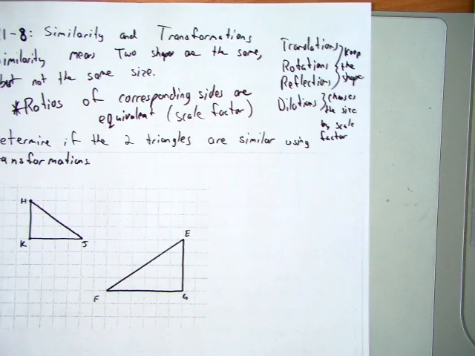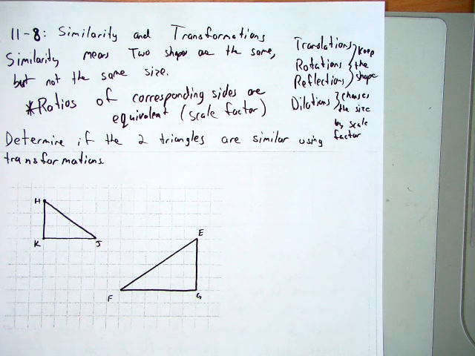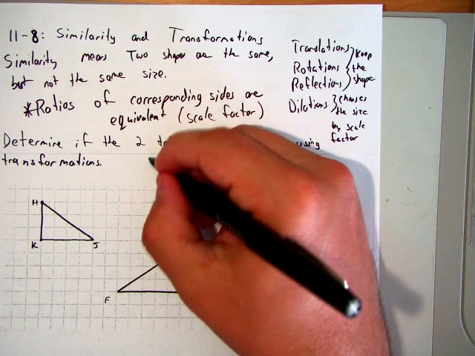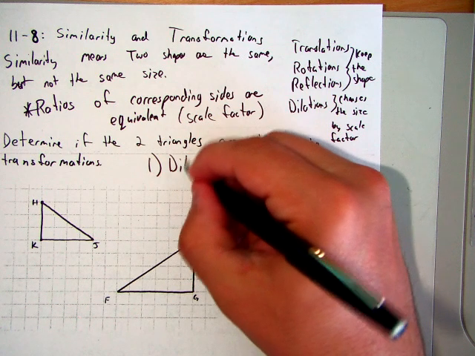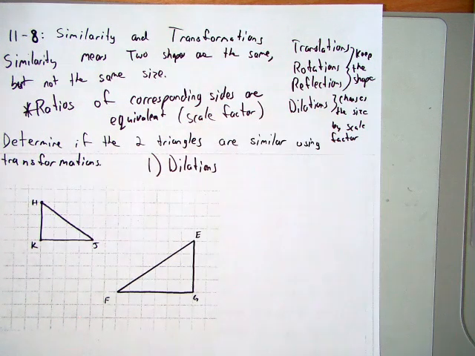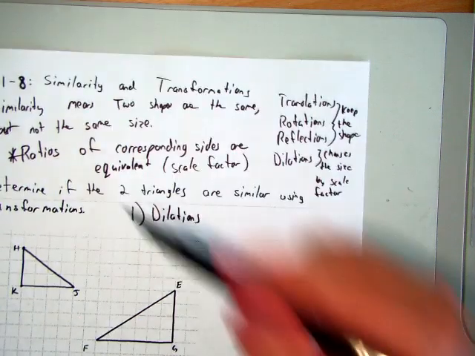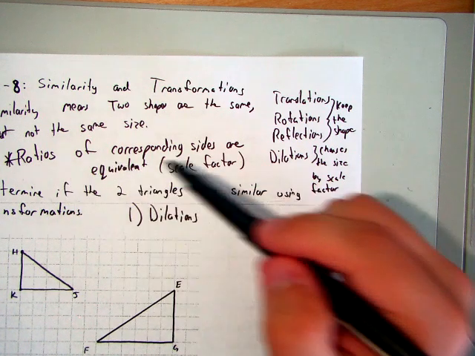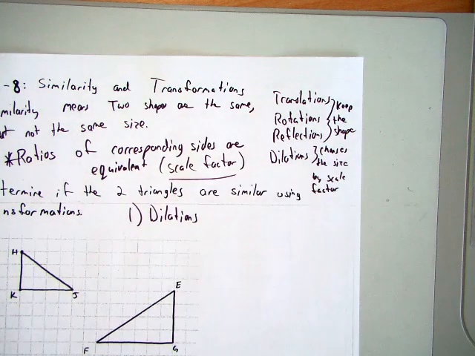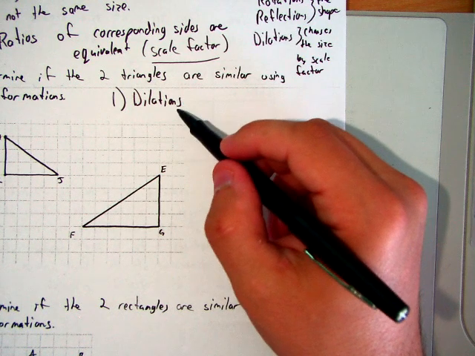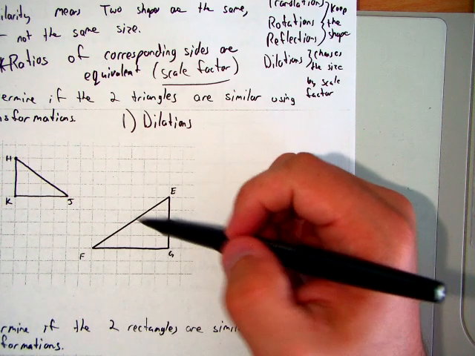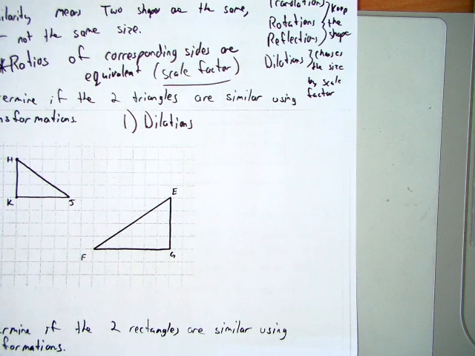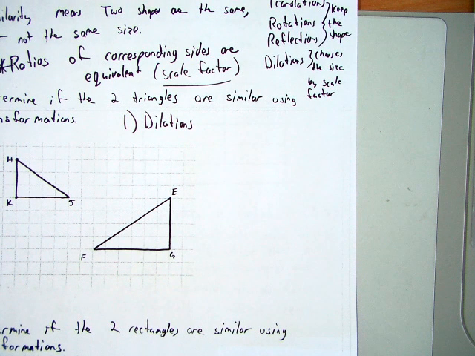So example 1, it says determine if the two triangles are similar using transformations. First one you should always do is dilations. The reason why is because the important thing when similarity occurs is that ratios of corresponding sides are equivalent, which means they're the scale factor. So if we do dilations and we find that there isn't a common scale factor, we can stop right there because then they're not similar.